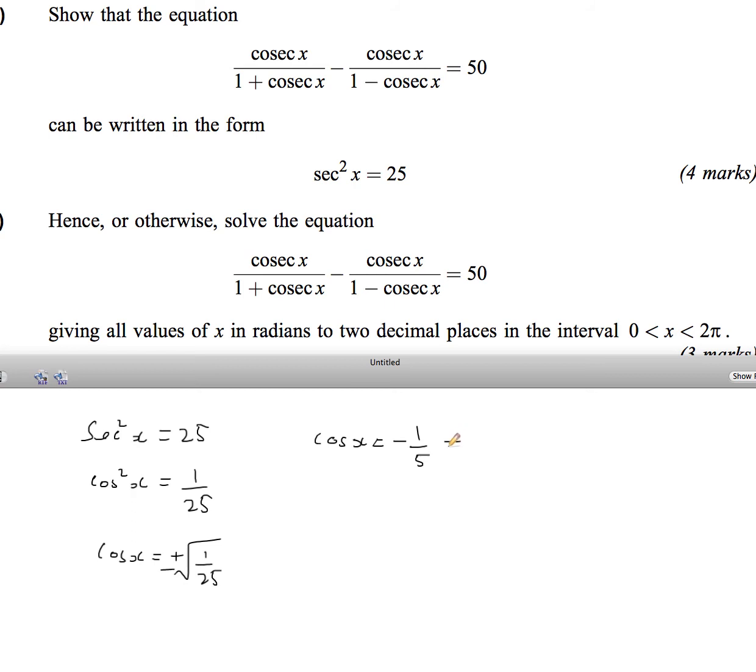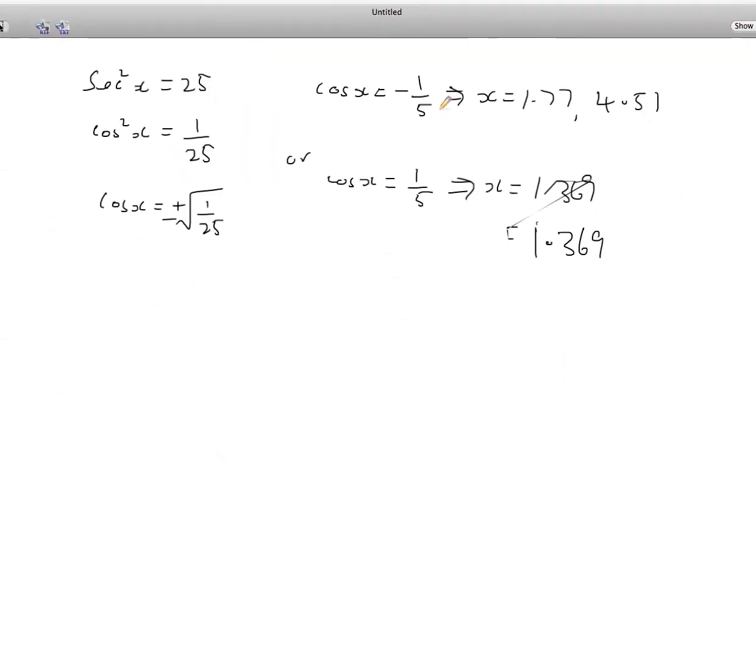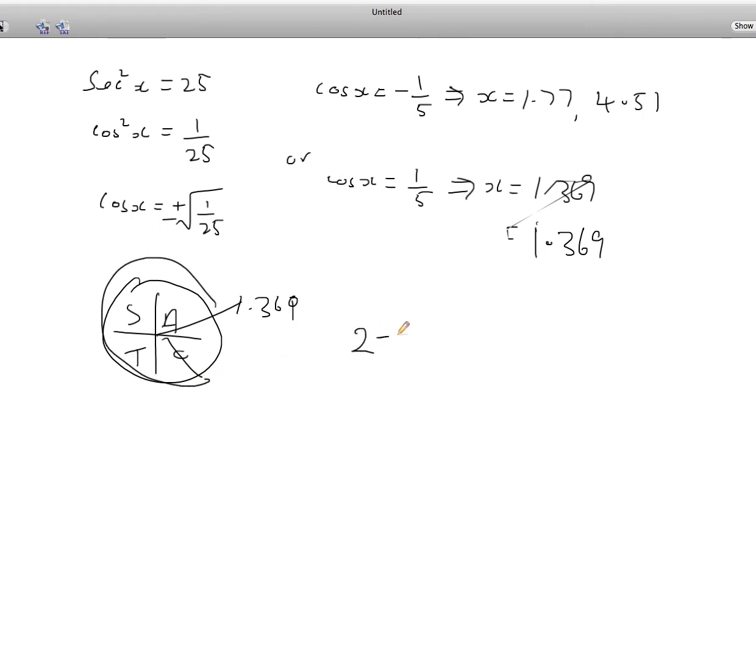which was the first question we had actually, which implies that x is equal to 1.77, 4.51, or, using CAST, the angle there is 1.369, so the other angle is down here, all the way around, so it's 2 pi minus 1.369, which comes to 4.913.